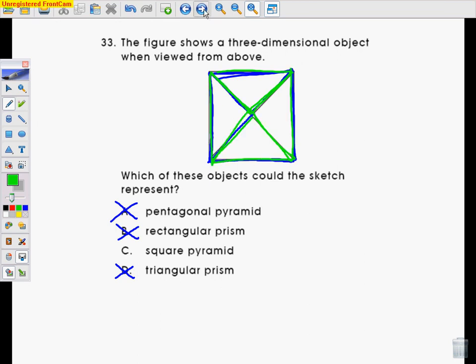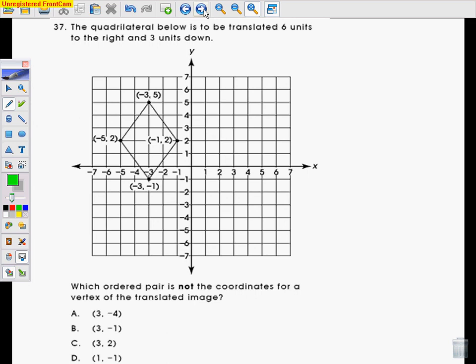Okay, great. Number 37, the quadrilateral below is to be translated 6 units to the right and 3 units down. Which ordered pair is not the coordinates for the vertex of the translated image? So we could take these points and go 6 units to the right and 3 units down. So let's take them one at a time. This we go to the right 6, 1, 2, 3, 4, 5, 6, and then 3 down, 1, 2, 3.